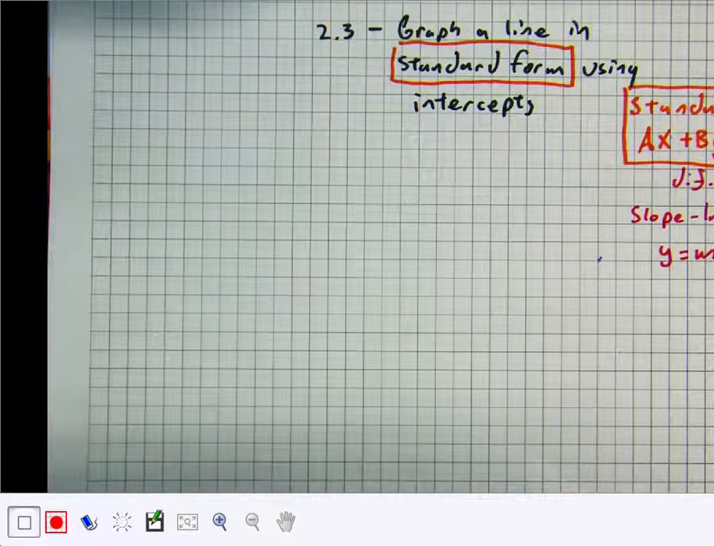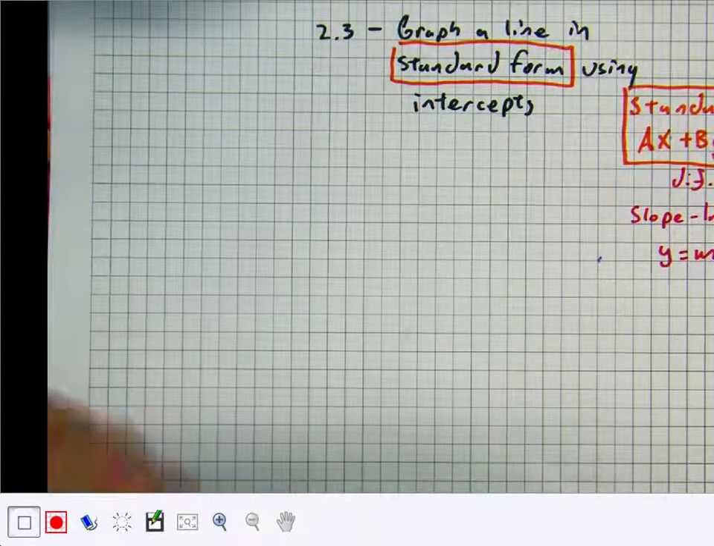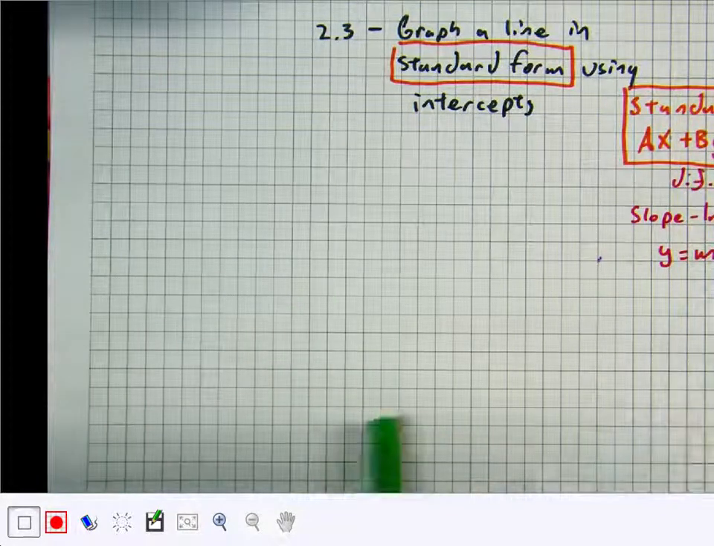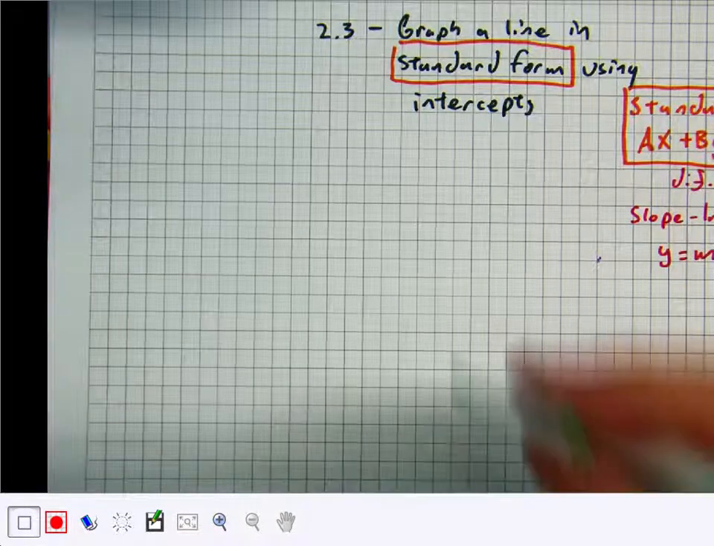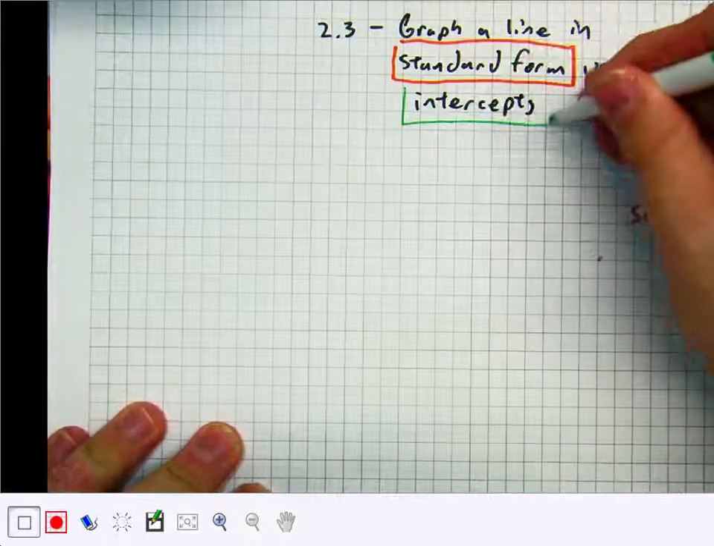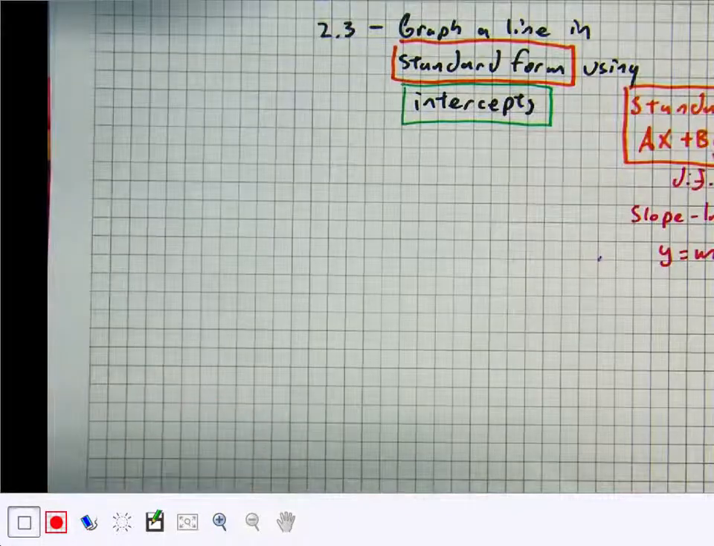And so what I want you guys to know after today is I want us to be able to graph it without doing that, without having to change it to slope-intercept form. We're going to learn how to graph just from standard form. And we're going to do that by understanding what intercepts are, okay? Now, we've talked a little bit about the y-intercept, right?